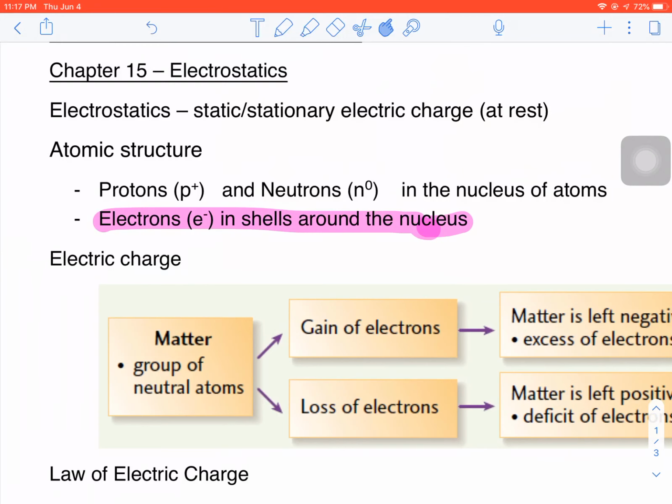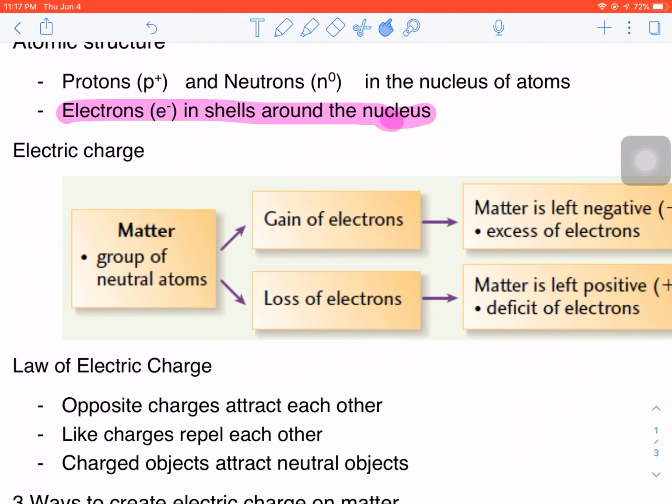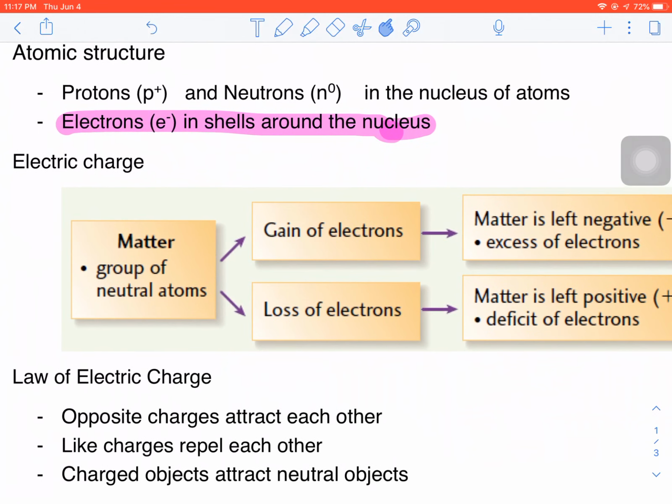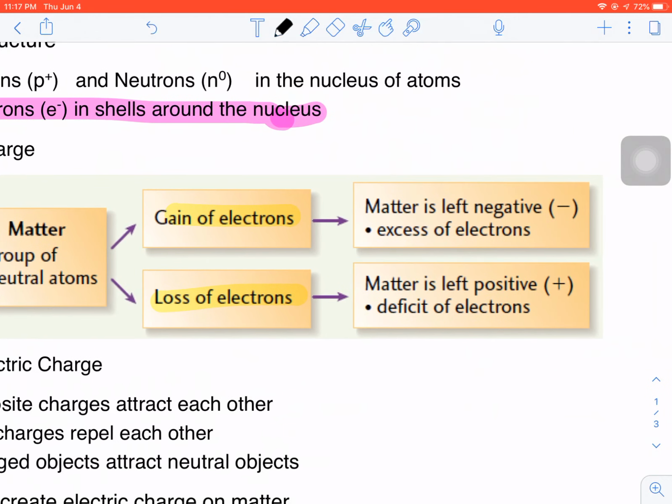As we move forward, we've got to look at the fact that matter has the ability to become charged, which is part of what static electricity is all about. It's objects becoming charged, and they become charged either by gaining electrons or by losing electrons. If they gain electrons, obviously it's going to make them negative. And if they lose electrons, that will leave them positive, because they've lost some of their electrons.